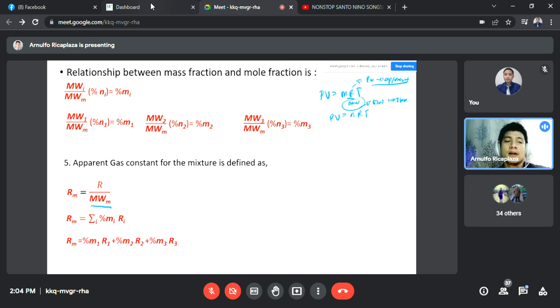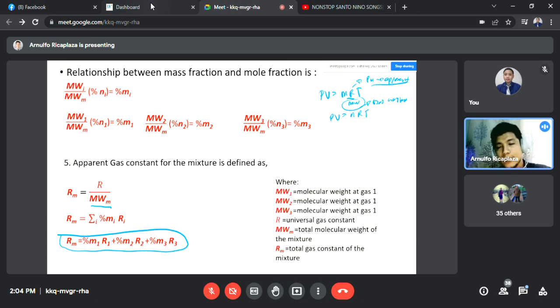So therefore, it is the percent mass of gas 1 times R1, plus the percent mass of gas 2 times R2, plus the percent mass of gas 3 times R3. So you can use this shortcut. It depends on what the problem gives, whether it gives percent mass or percent volume. So depende na. Just be careful with the units and the variables here.